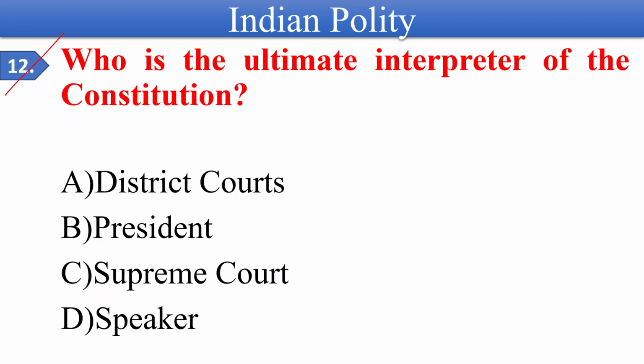12th question. Who is the ultimate interpreter of the Constitution? Option A. District courts. Option B. President. Option C. Supreme Court. Option D. Speaker. Option C. Supreme Court is the correct answer.